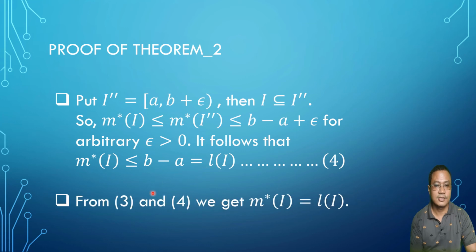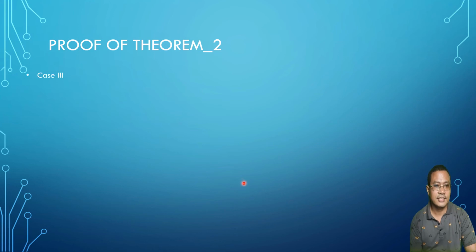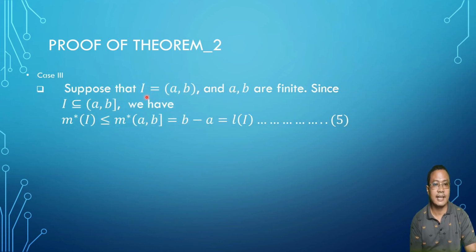So from 3 and 4 we get that the outer measure of I is exactly equal to the length of the interval. So that is what we wanted to prove. We have done case number 2. So case number 3, in this case we are going to take the interval to be an open interval (a, b), where a and b are finite. If you put back b here, then this will be a superset of I. That is obvious, I is a subset of this one. Therefore the outer measure of I will be less than or equal to the outer measure of this one. So that is what we are writing here. But for this one we have just shown that the outer measure is equal to b minus a, that is the length of the interval I.